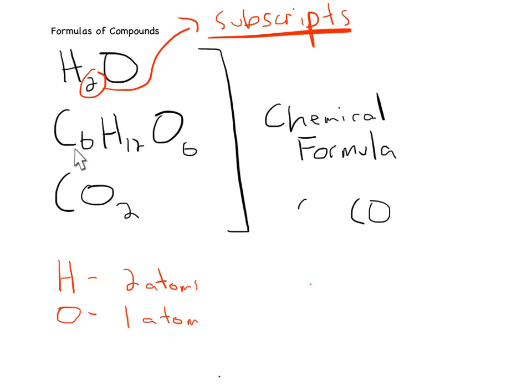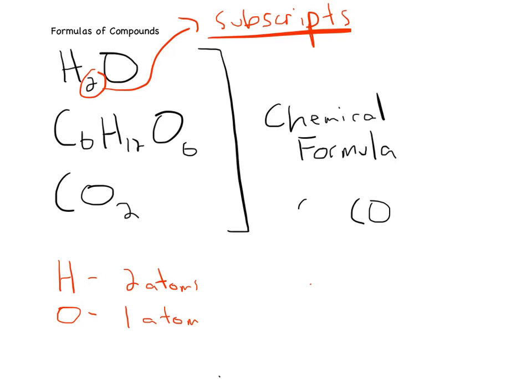Sugar, 6 carbon atoms, 12 hydrogen atoms, and 6 oxygen atoms. Carbon dioxide, 1 carbon, 2 oxygen. Right? So then, if I were to ask, what's the total number of atoms in this compound, sugar, glucose, C6H12O6, what would it be?